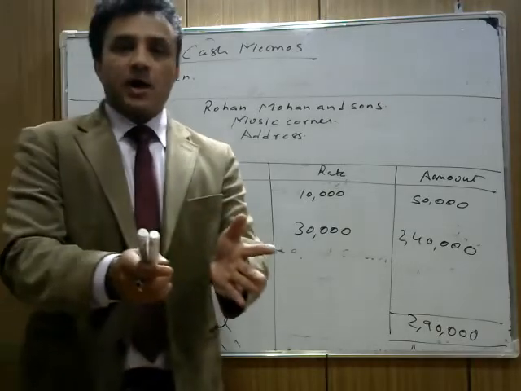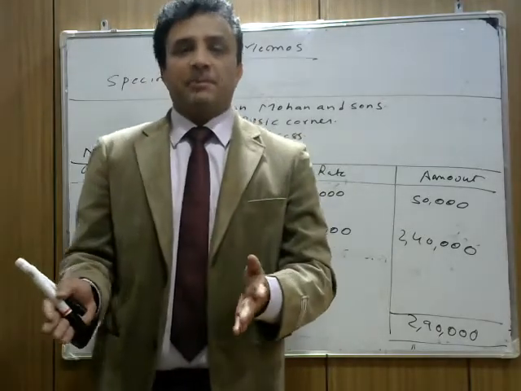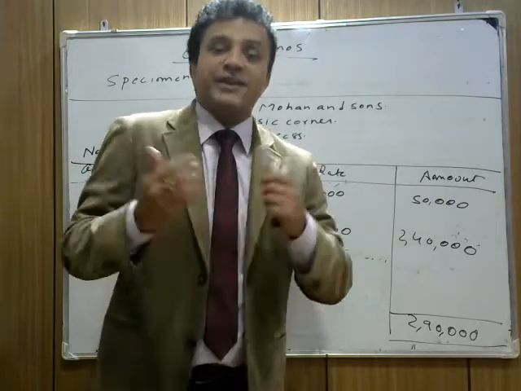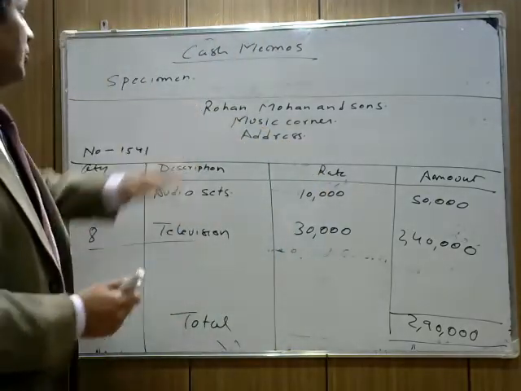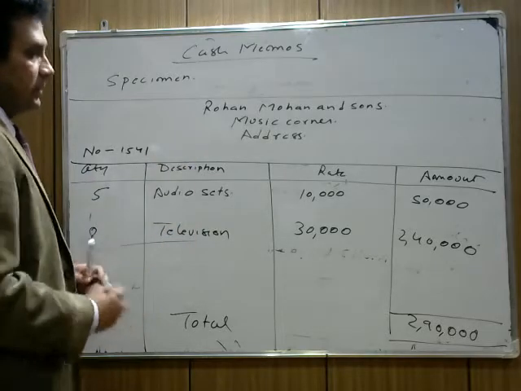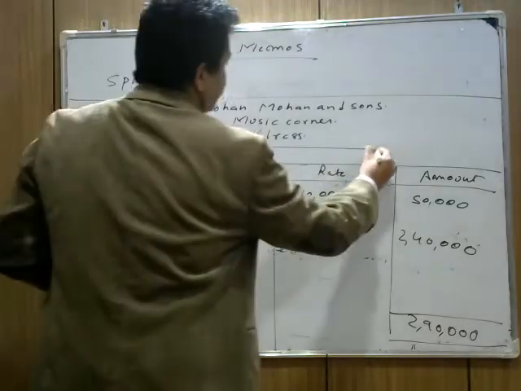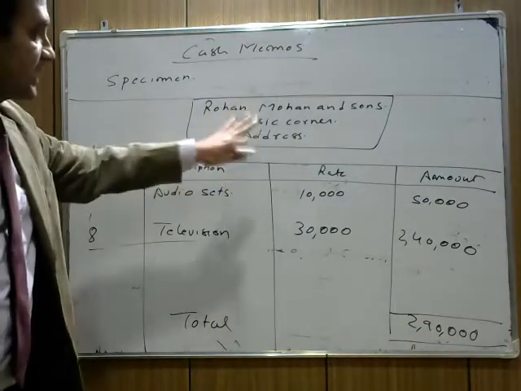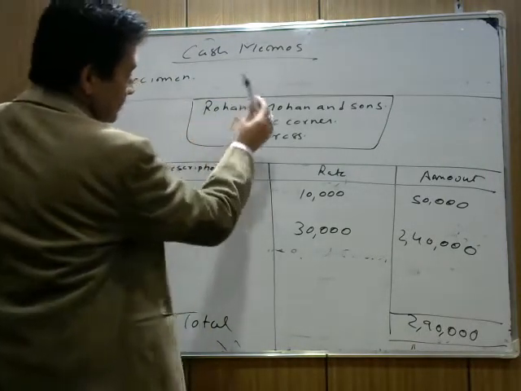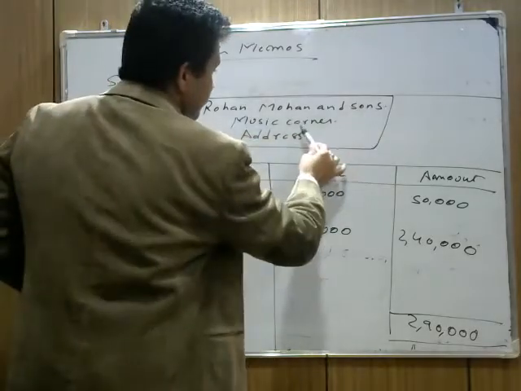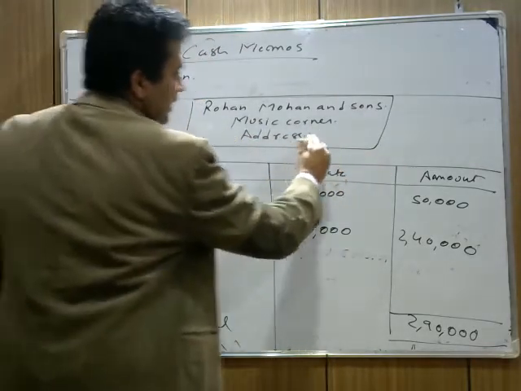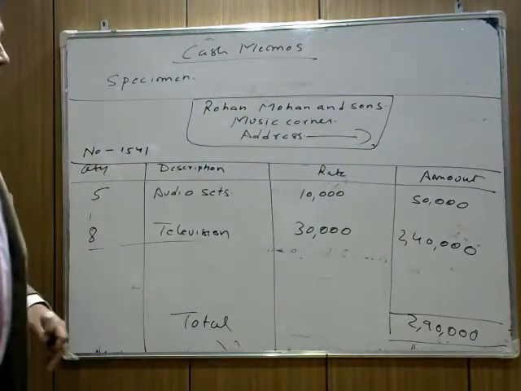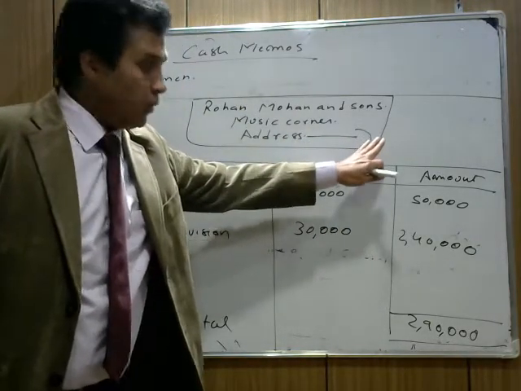Now understand how cash memo can be prepared. You know the cash memo can be prepared when we purchase and sell goods on cash. This is a format of cash memo. I say this is a specimen. Here the name and address will come. Who is selling? Suppose I am taking the name Rohan, Mohan and Sons. They are running a music corner, and their address, whether it's Delhi, Chandigarh, Mumbai, whatever it is, the name and address will come over here.